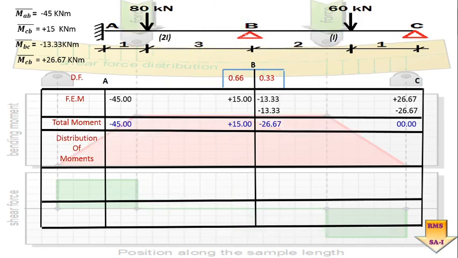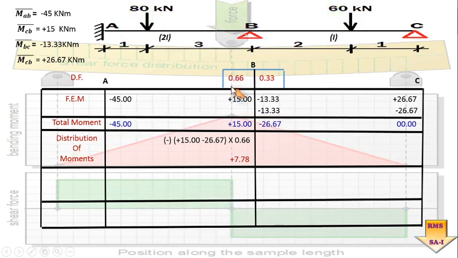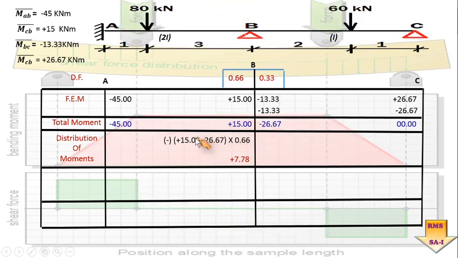So we'll do the distribution of the moment, for which I have to find the difference between these two, that is plus 15 minus 26.67. In this bracket you can see the difference between the two moments about point B, and it is to be multiplied by the distribution factor, because we have already studied that whatever distribution of the moment takes place is always related to the relative stiffness. Here on this side, though it is a distribution factor, we have already seen the relative stiffness for this span is something other than what we had for this. So in that proportion there has to be the distribution of the moment, and that is why first I have to find the difference between these two, plus 15 minus 26.67, and that is to be multiplied by the negative sense of the distribution factor. That is why I have put it here minus.